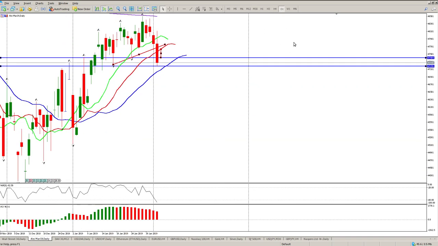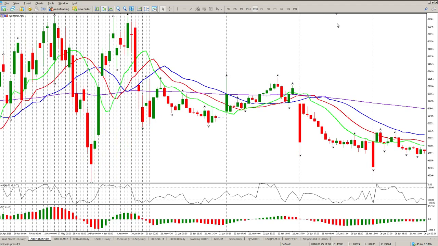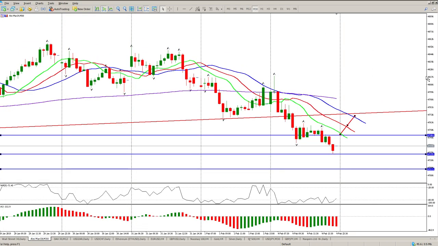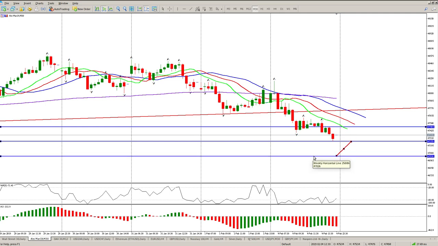From a technical perspective on the daily, trend is still up. On the weekly, we also have this weekly 200 moving average here. So that's my view for the morning. Obviously a break below here is going to bring this 200 moving average into play, which is pretty close to there, so that's where we are. Let's just put that in, and then I'll give you the levels.